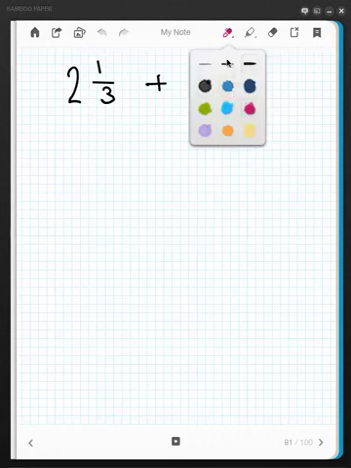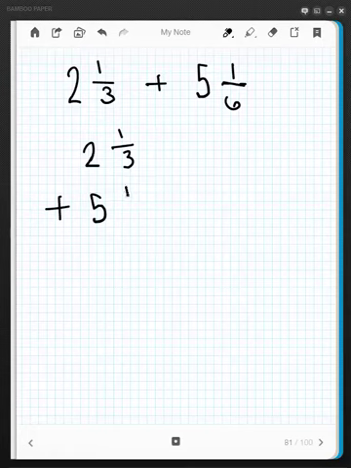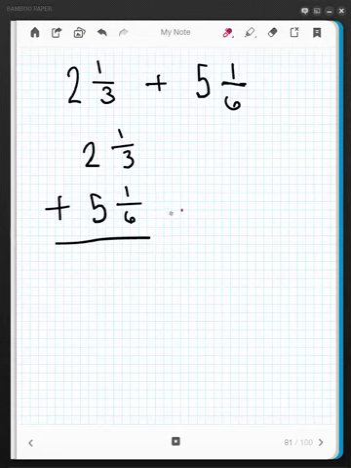So the first thing I'm going to do is go ahead and stack these like I've shown before. So 2 and 1/3, and I'm going to add to that 5 and a sixth. And then I see 3 is a factor of 6, or 6 is a multiple of 3. So I know that my least common denominator is going to be 6.